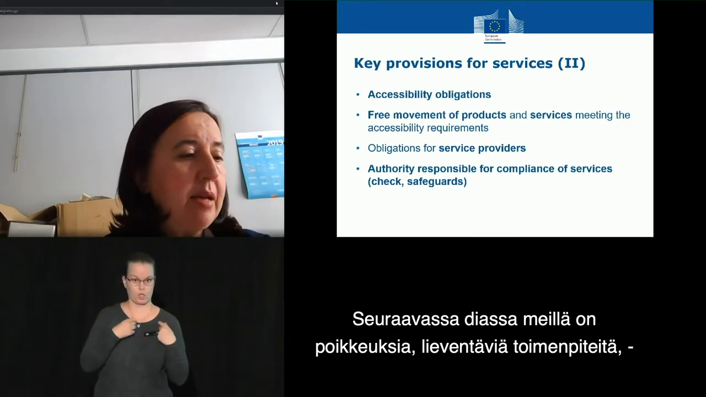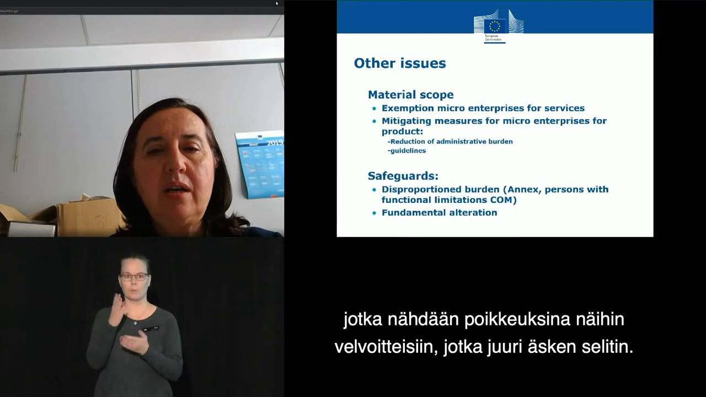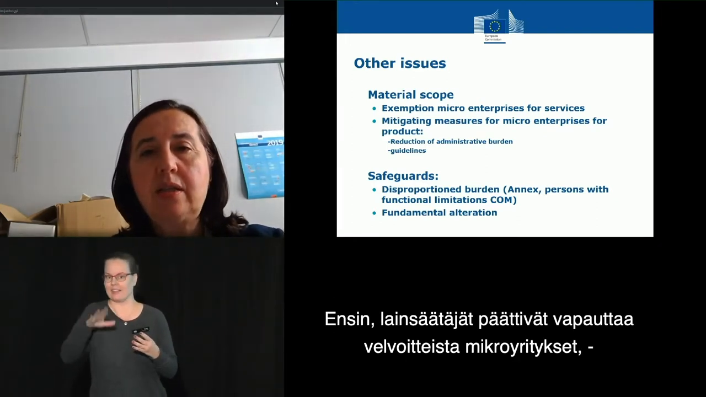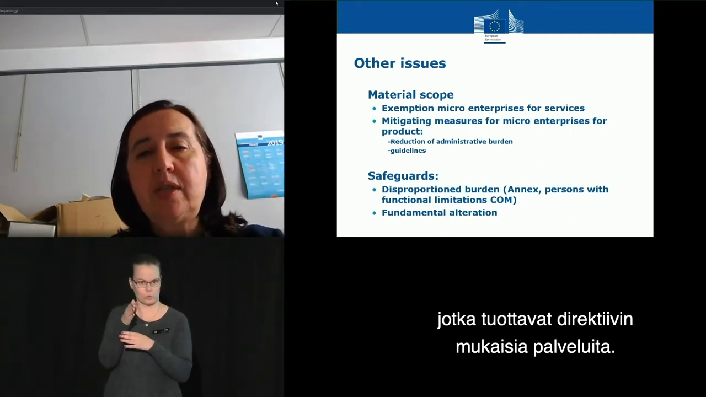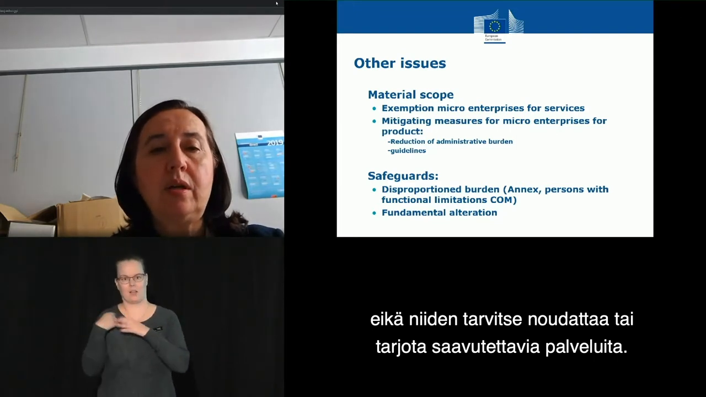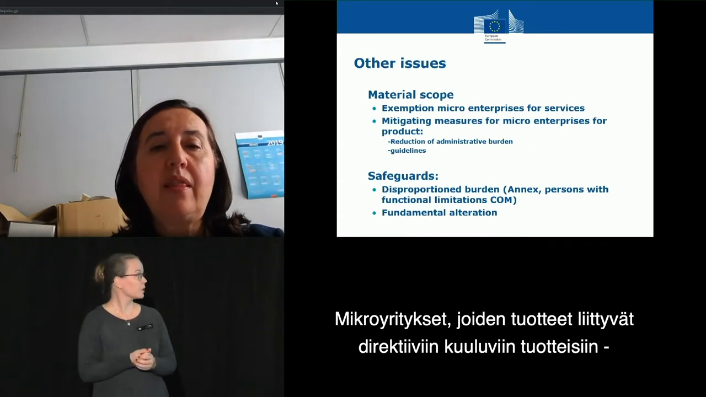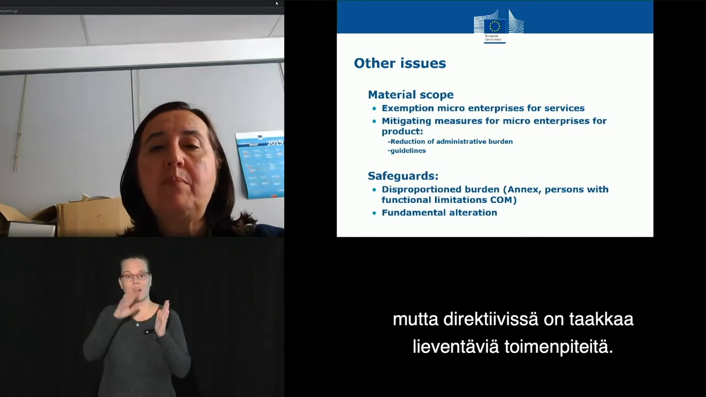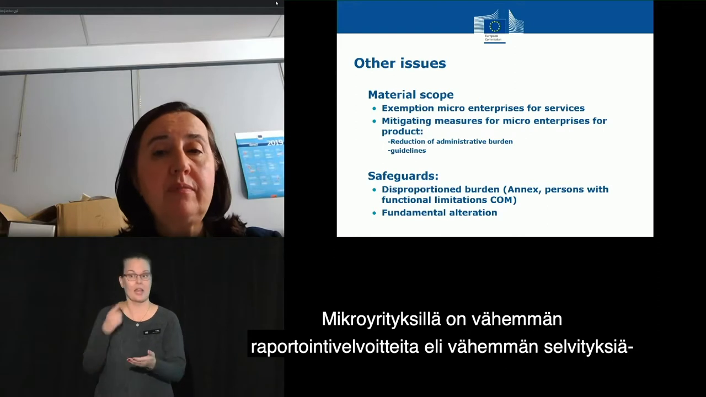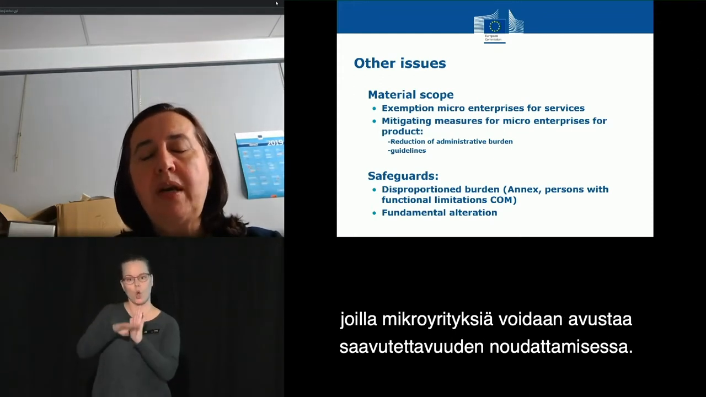We have in the next slide some exceptions, some mitigating measures that are considered to be exceptions to these obligations that I just explained. First, the co-legislators decided to exempt micro-enterprises that deliver services from the scope of the directive. There is a definition of micro-enterprises in the directive, and those will not have to provide accessible services. When it comes to micro-enterprises related to products, they are in the directive, so they will have to comply with obligations, but there are some mitigating measures for the burden. So they will have fewer obligations of reporting and less administration, and member states may develop some guidelines in order to help them to comply with accessibility.